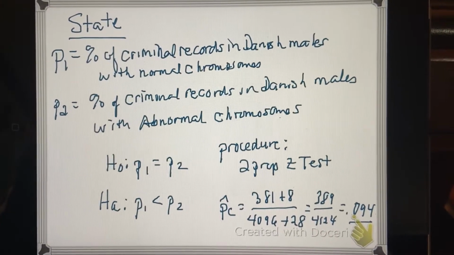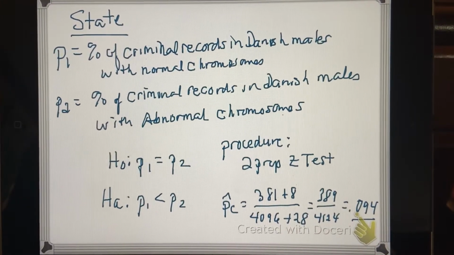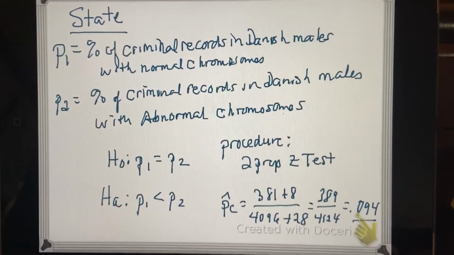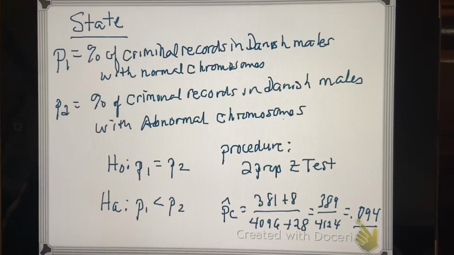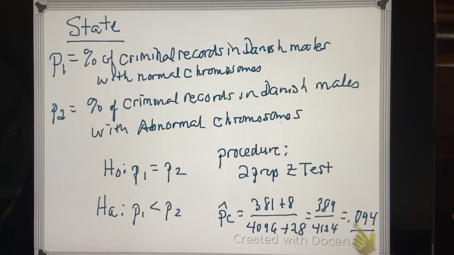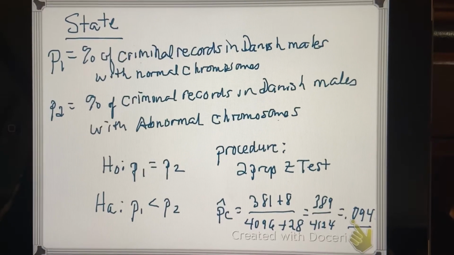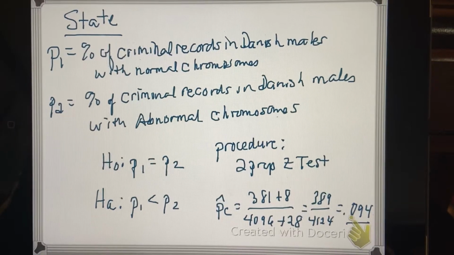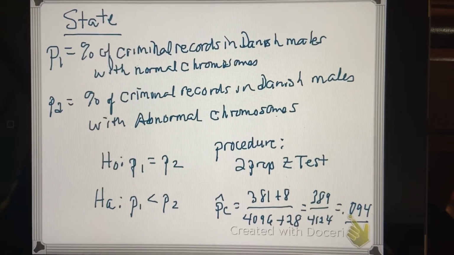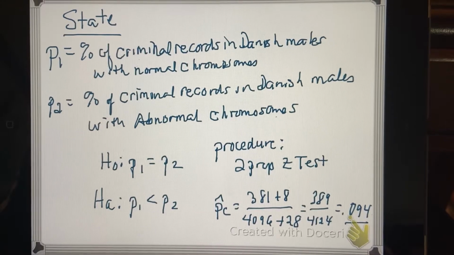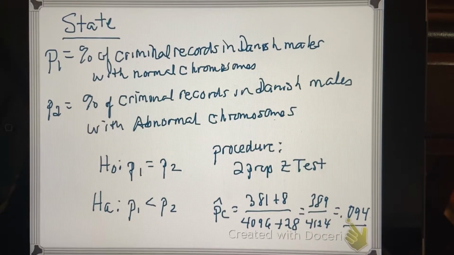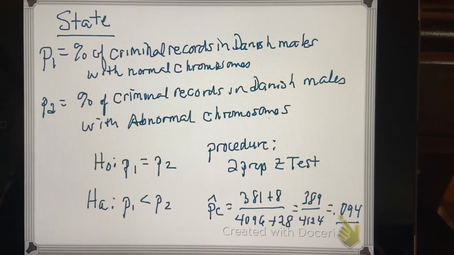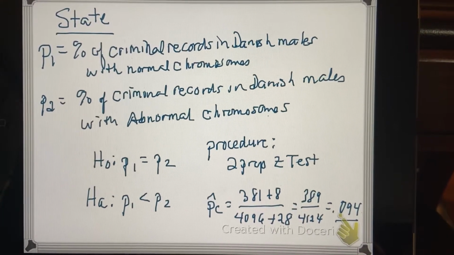So I'm letting P1 represent the percent of criminal records of Danish men with normal chromosomes. They're doing a study of seeing if chromosome abnormalities and being a criminal are related in some form or fashion. So P1 are those Danish males that had a criminal record that were considered with normal chromosomes, and P2 was the percent of criminal records of Danish males with abnormal chromosomes.